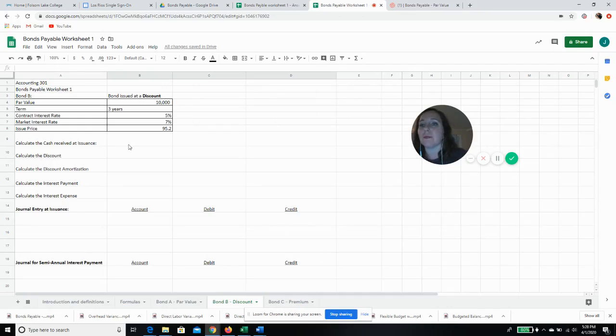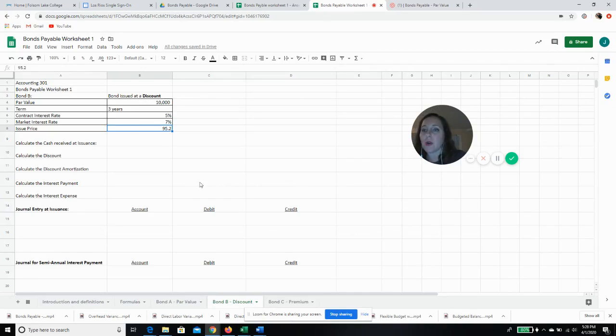Okay, so bond B is issued at a discount. How do you know that? Because I told you. No. Also, you know that because the contract interest rate is less than the market interest rate. That's the first sign that we're issuing a bond at a discount. Also, the issue price is less than 100, which is another great sign that we're issuing a bond at a discount. So we feel pretty good about that.